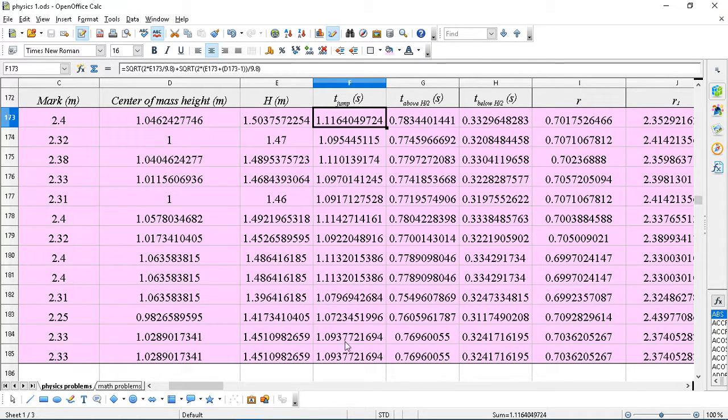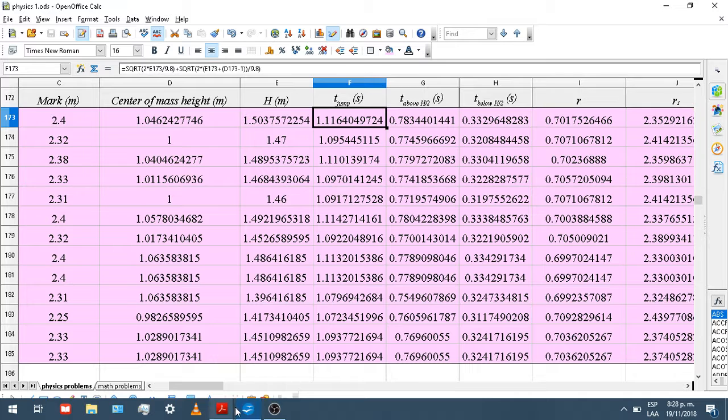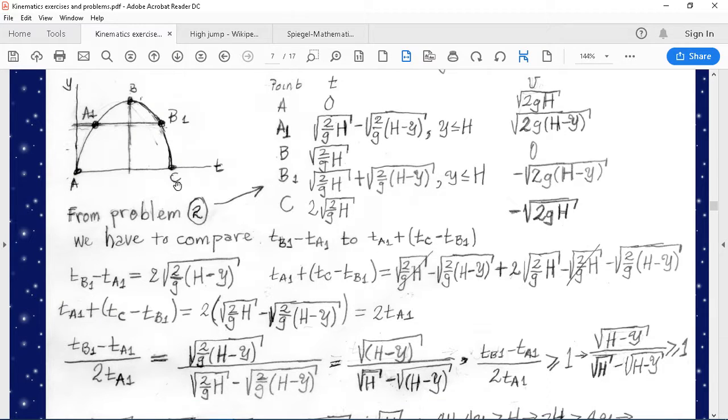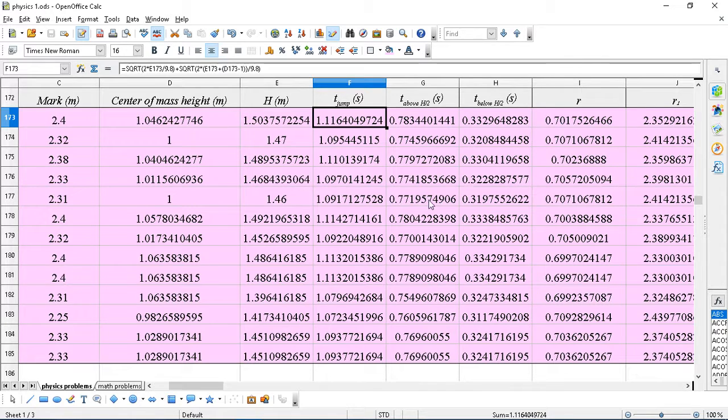So these are the values, which are a bit different from what is assumed here, because it is assumed here that the landing point is at the same height or the same altitude as the jumping point. But in the high jump event, that is not so.